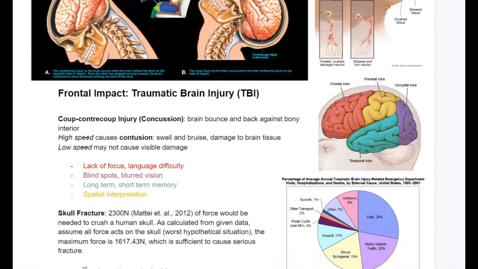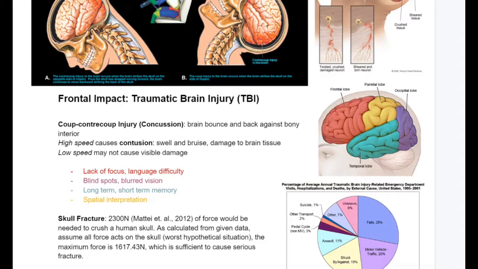With a really high speed in a car crash, it can cause a lot of problems like swelling, bruising, and damage to the brain tissue, especially the parietal lobe, which can cause really bad things to the driver because it's going to interrupt spatial interpretation. That also includes the frontal lobe, which leads to a lack of focus and language difficulties.